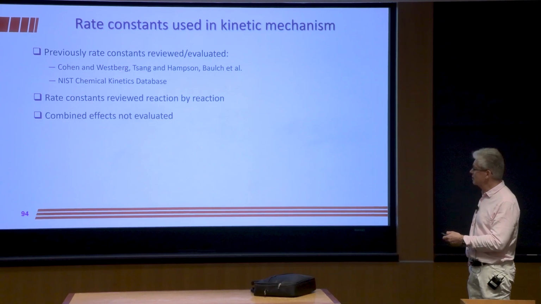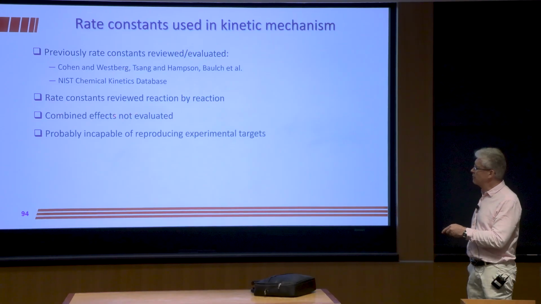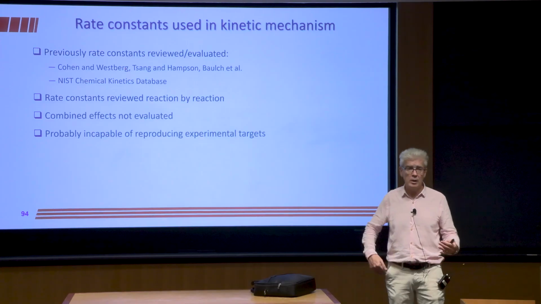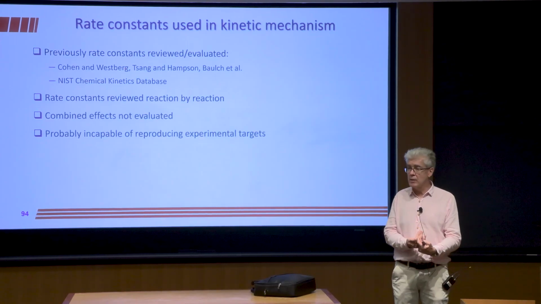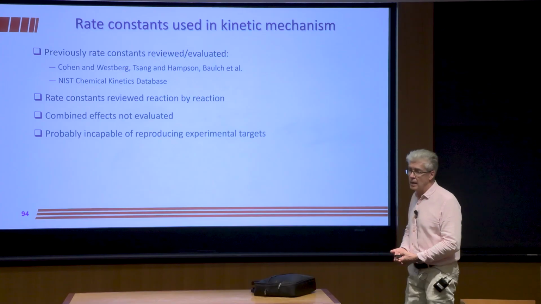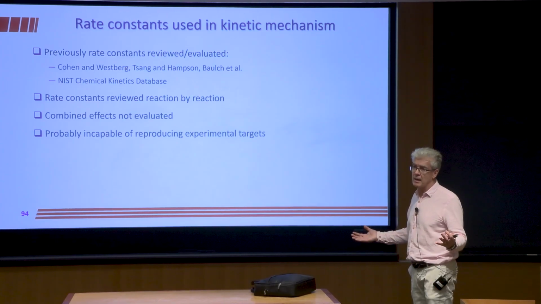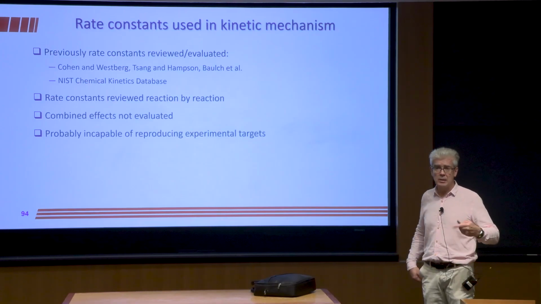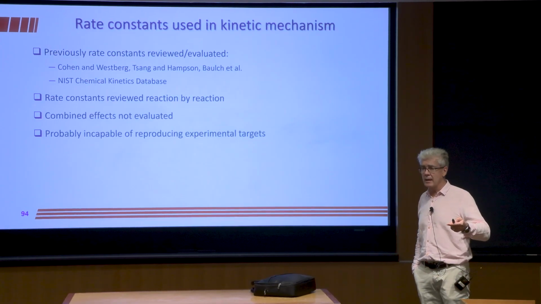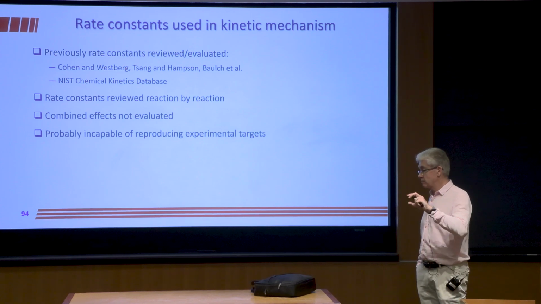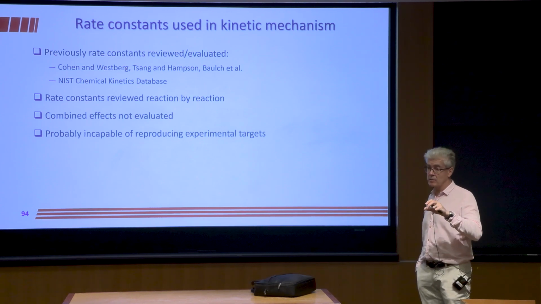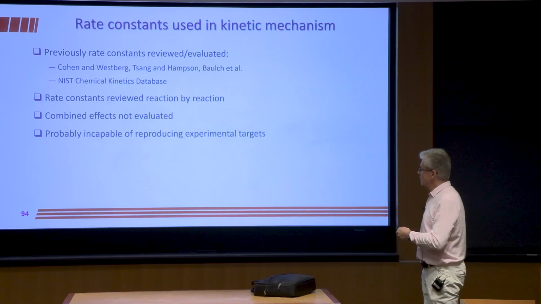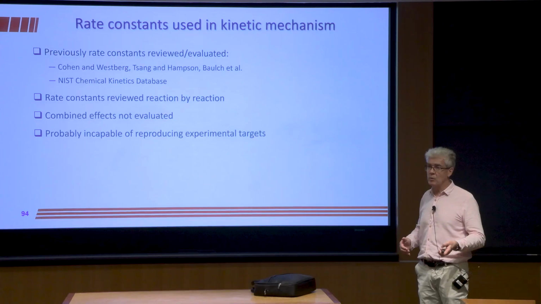And then they recommended a rate constant based on the review. But the problem with that is the combined effects of the mechanism. So what I want to say is, if you took their review, their recommended rate constant, you put that into a mechanism, it wouldn't reproduce experimental targets very well. Okay, so the thing is that you actually then need to simulate the experimental targets and adjust the rate constants within their uncertainty to get good agreement of the model with the experimental targets. Okay, so you can't just take the rate constant from the review.